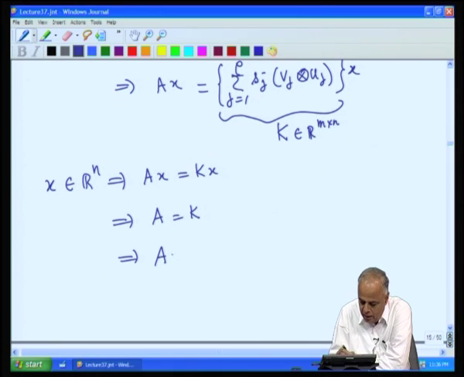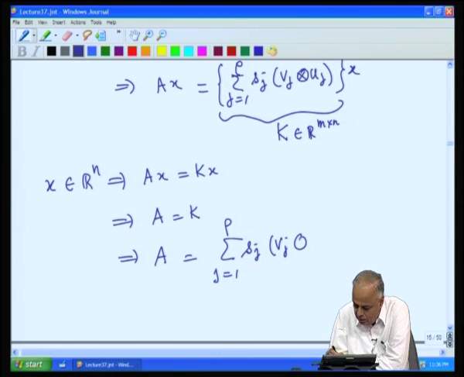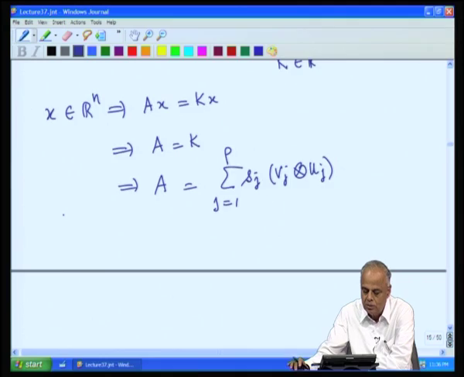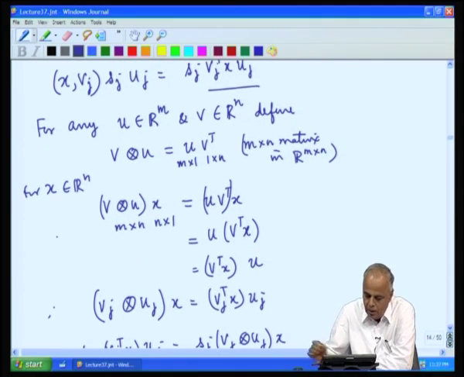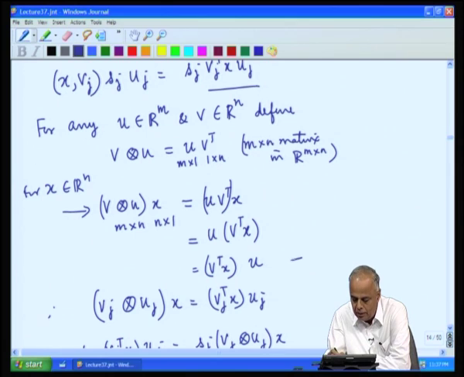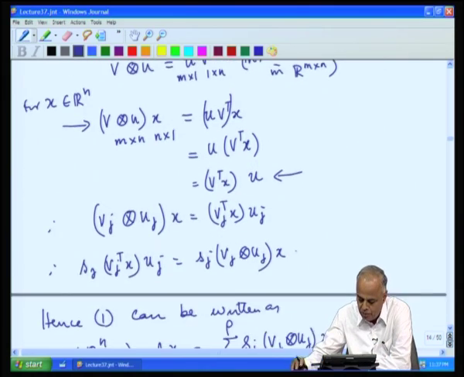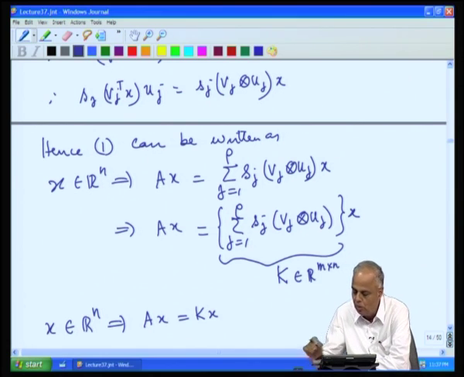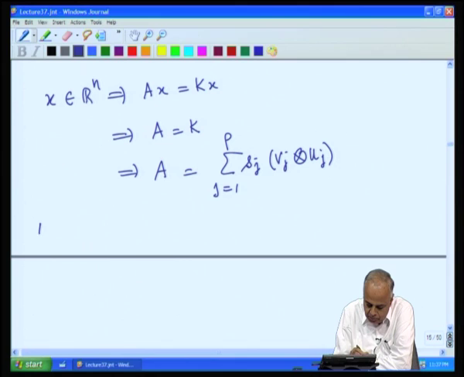So, that says A equals summation j equal to 1 to rho Sj Vj tensor uj, and each term is a matrix of rank 1, because as you see, when you take the tensor product, the range consists of vectors of this form, always a multiple of the vector u, constant times u. So, u spans the range. Therefore, Vj tensor uj, with uj spanning the range, has rank 1. So, each one of the matrices in the sum has rank 1, and therefore we have a sum of rank 1 matrices.